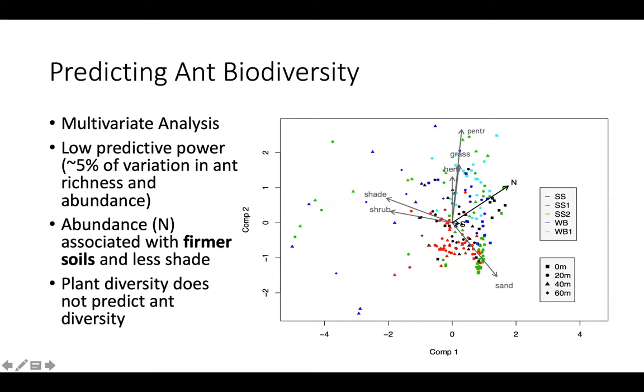And then you can see that shade is in the opposite direction of the vector for N. And so that tells us that less shade is associated with more ants. So open sites with harder, firmer, more hard-packed soils are associated with a greater number of ants. Plant diversity has nothing to do with ant diversity, at least given our sampling resolution.